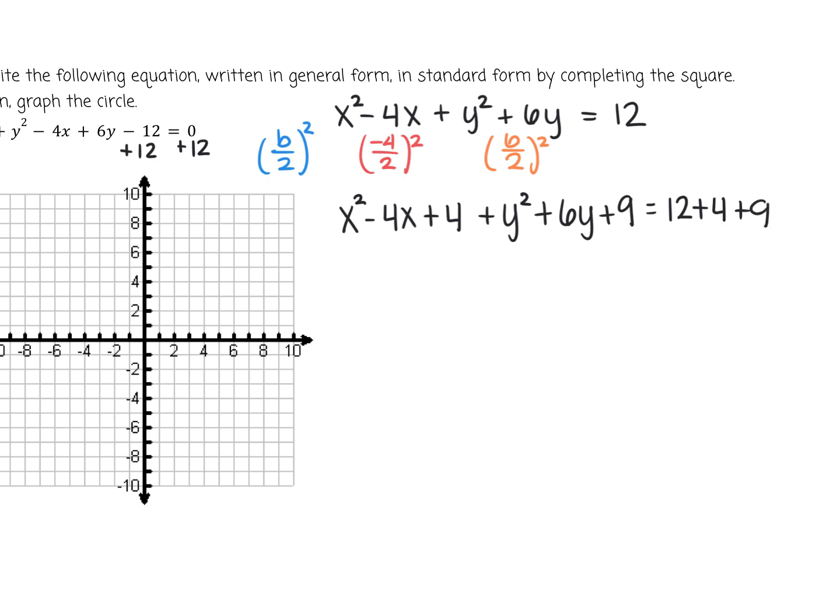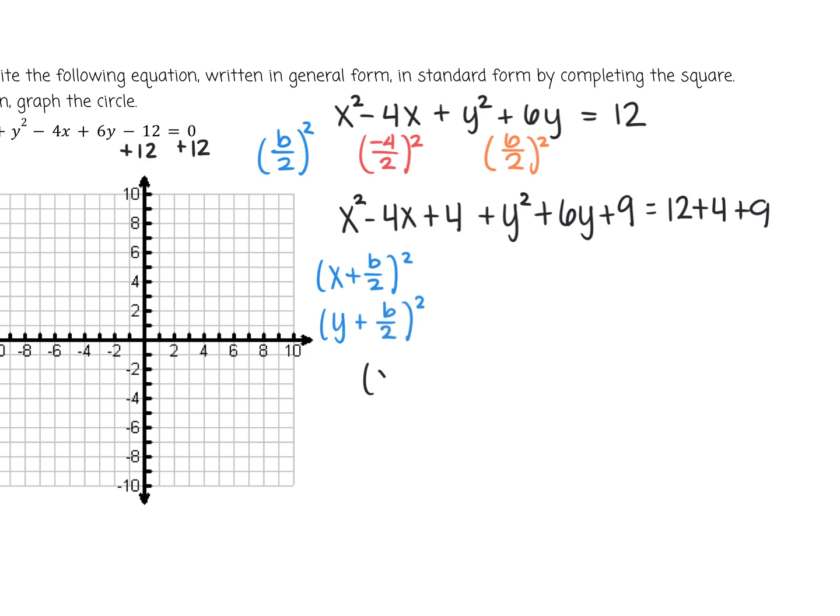So now x squared minus 4x plus 4 is a perfect square. And it's going to factor the same way it did when we were doing regular completing the square. So it always factors as x plus b over 2 squared. And similarly, y would factor as y plus its b over 2 squared.